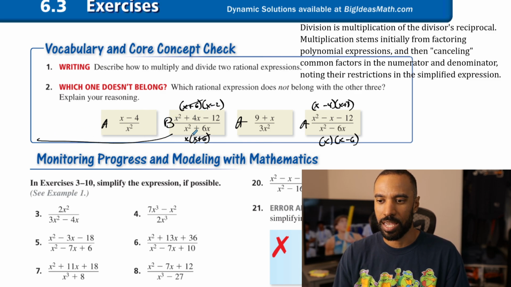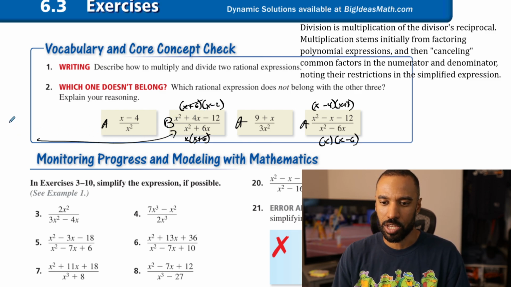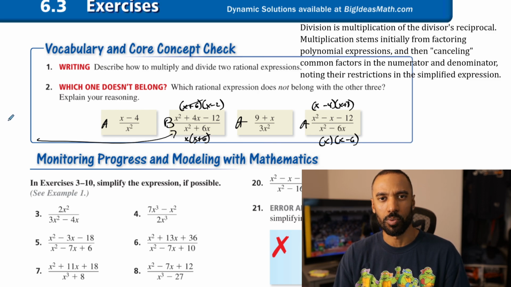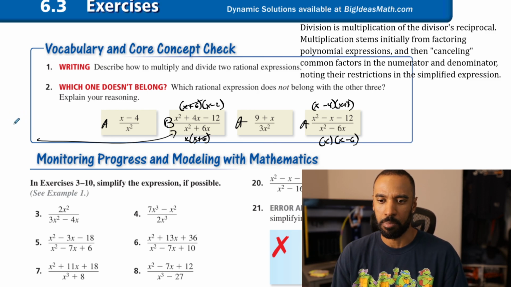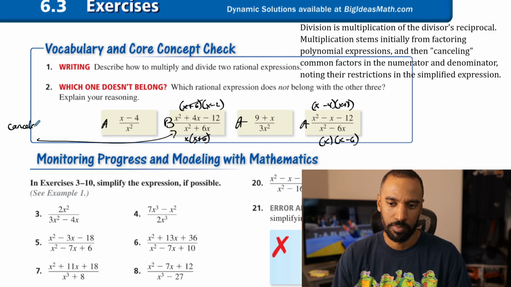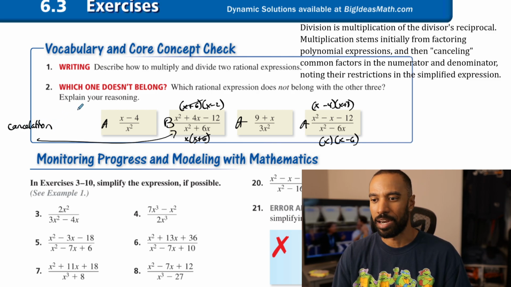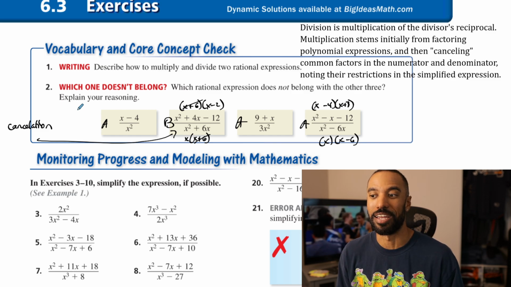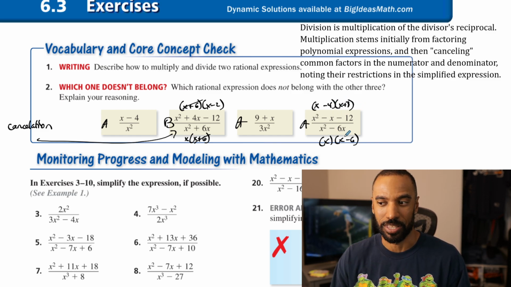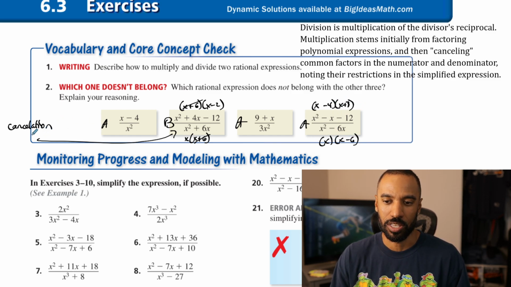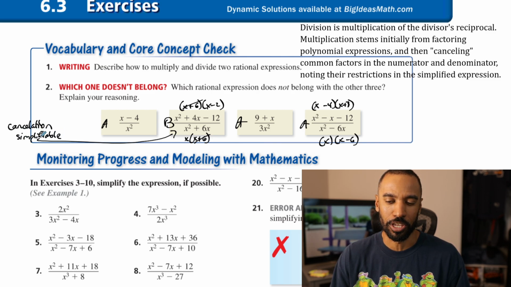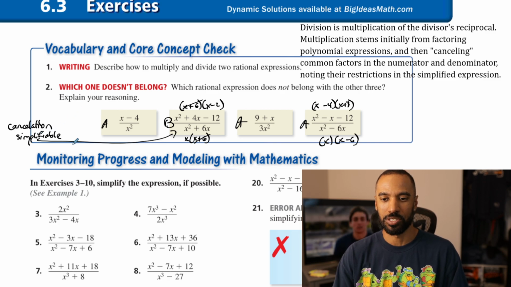So this one has a restriction. There's a hole. There's a domain thing that's not being mentioned. There's a cancellation. That's all I'm going to mention. That doesn't make it bad. In fact, it makes it better. It could actually be simplified. These ones I factored. That's not simplifying. Cancellation, simplifiable. I call that the good one. I call the A ones the bad ones.